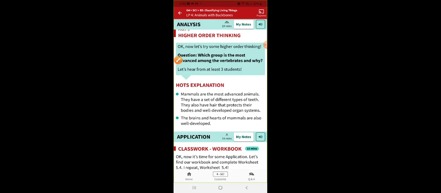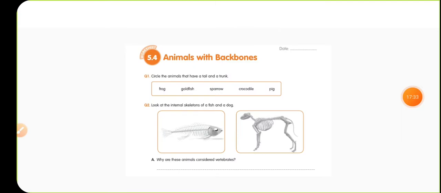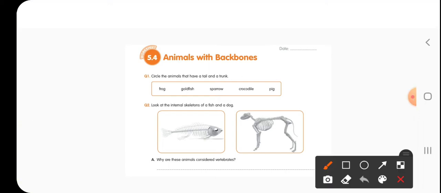Okay children, now let's complete our worksheet, page number 25. In the worksheet, page number 25, circle the animals that have a tail and trunk. Based on the earlier pictures you had seen, can you please circle the animals which have a tail and trunk? Only one I am doing for you, that is your fish. Fish have a clear tail and trunk.